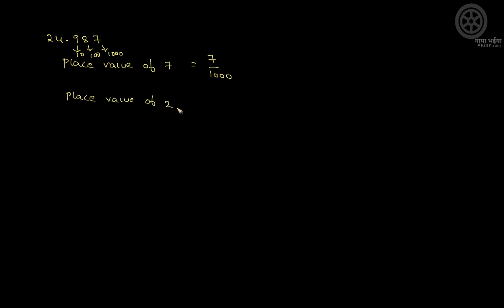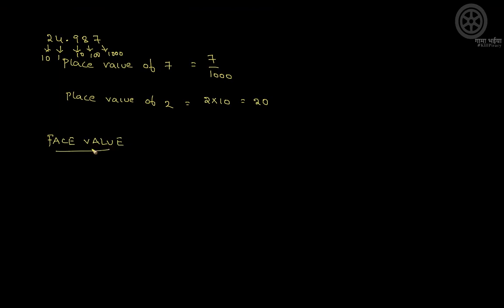If I need the place value of 2, what happens before the decimal point? This will be the unit place and this will be the tens place, right? Understood? So the place value of 2 is 2 into 10. It will be 20, right? Clear? Good.